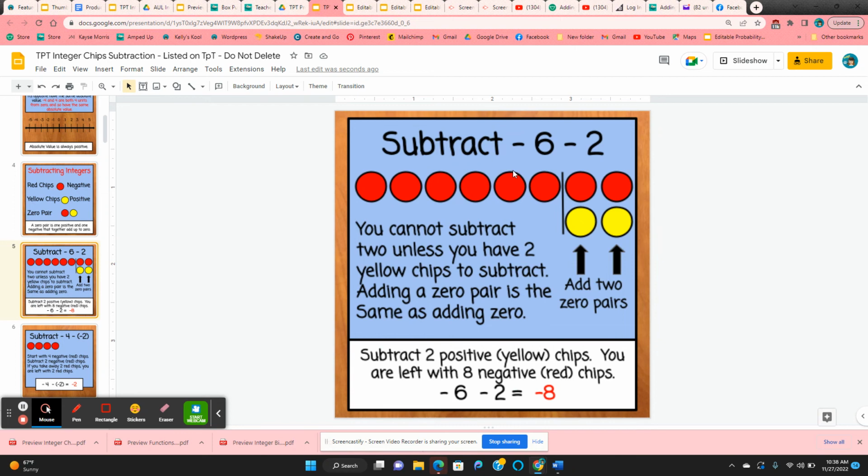Then it gives them an example. If you have negative 6 and you subtract 2, well, you can't subtract two positives if you don't have any positives. So you have to add two zero pairs. That way you have negative 6, add two zero pairs, subtract 2, and that leaves you with negative 8, 8 negatives.